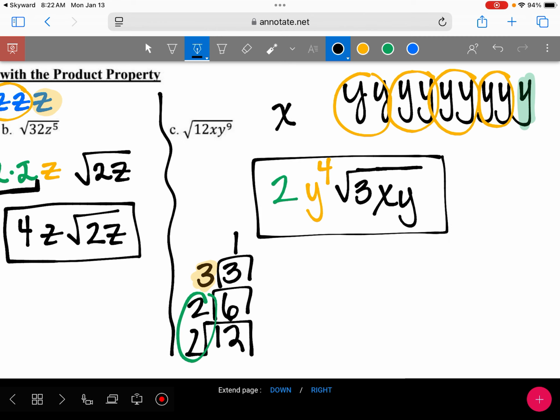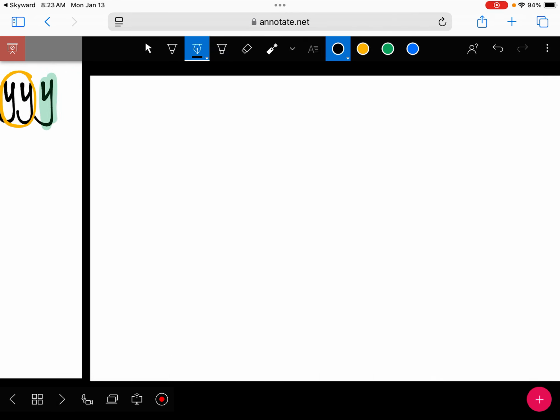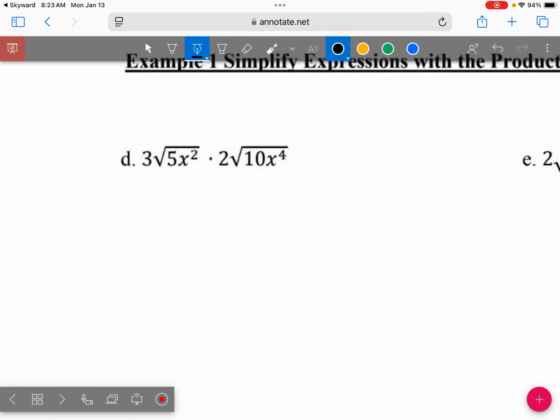All right, so now that we remember how to simplify, let's go ahead and add a step, which is multiplying. So for the next examples, because there's 2, we have to multiply them first, and then we simplify. So let's look at question D.